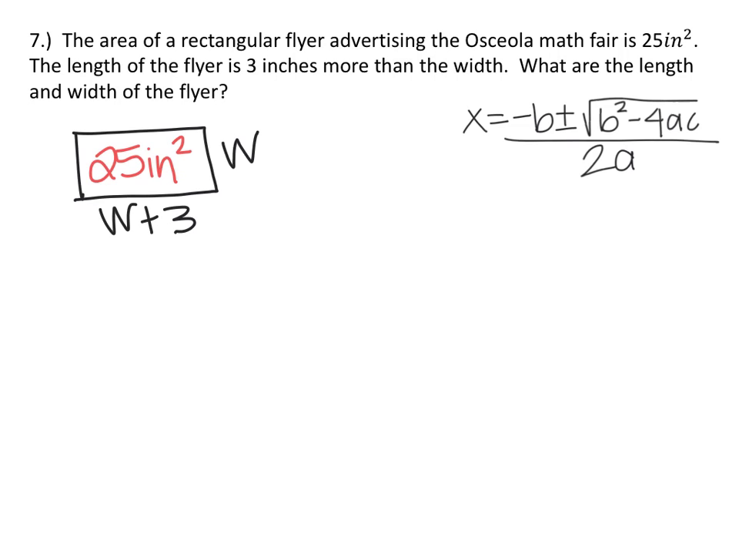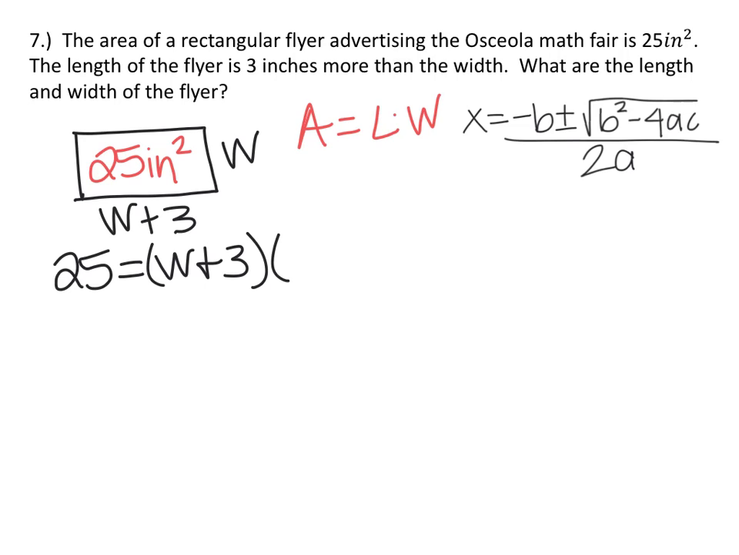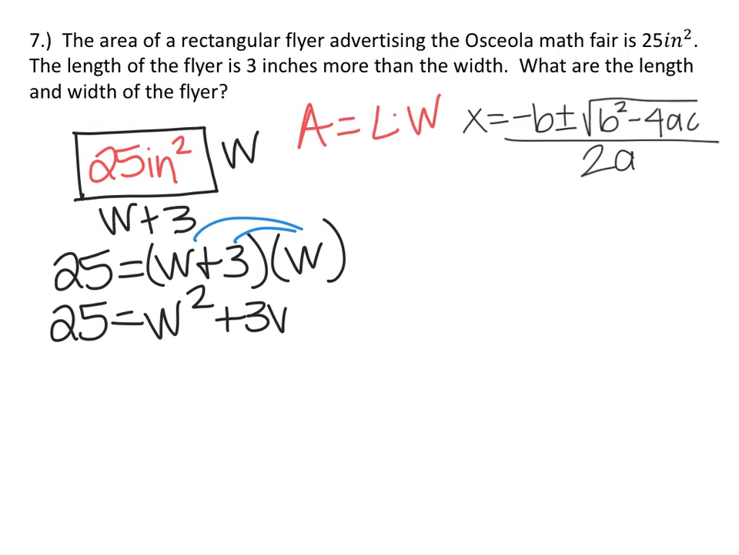And we know that the area of a rectangle is length times width. So we're going to set up our equation and say that 25 equals the length, which is W plus 3, times the width, which is W. So we're going to distribute this multiplication, and we have 25 equals W squared plus 3W.